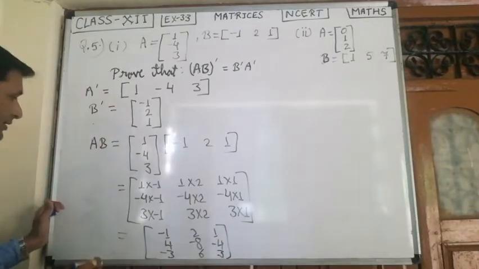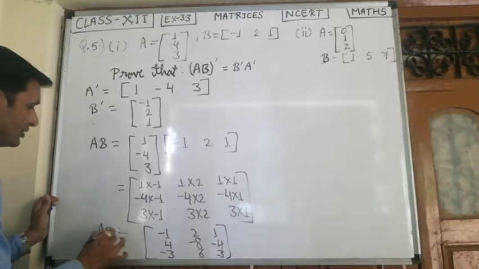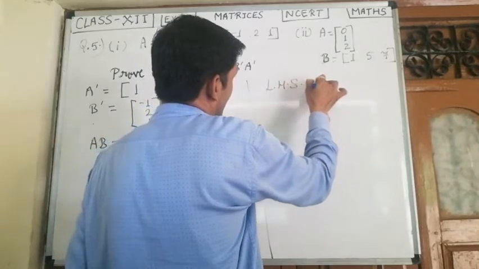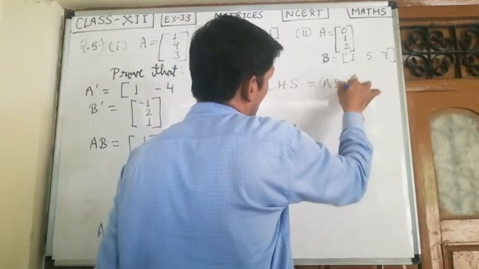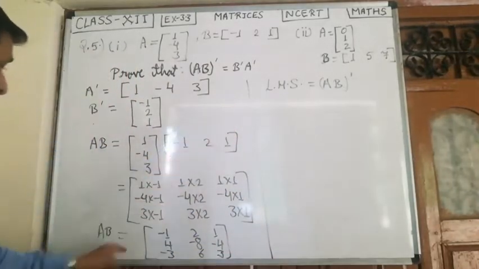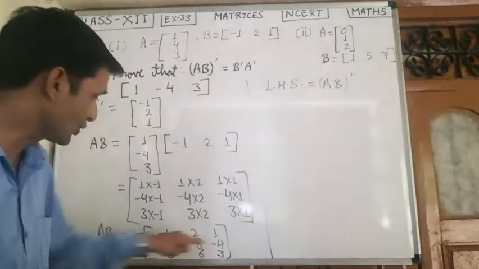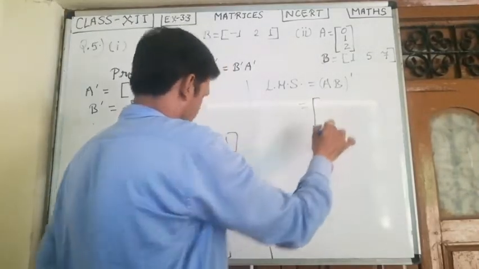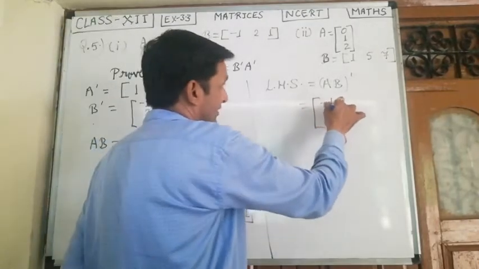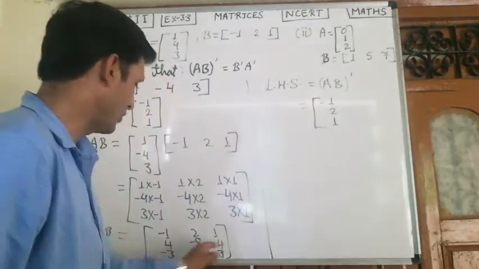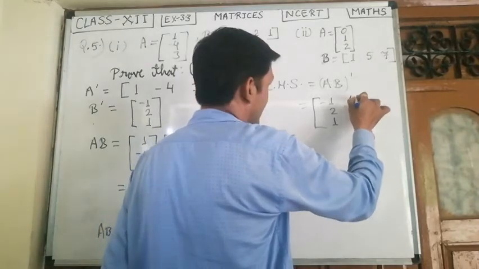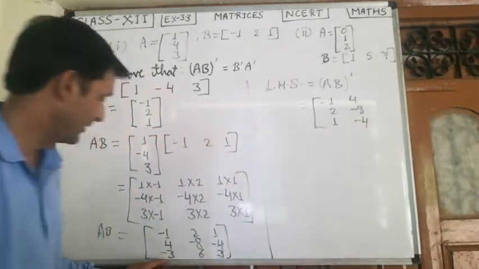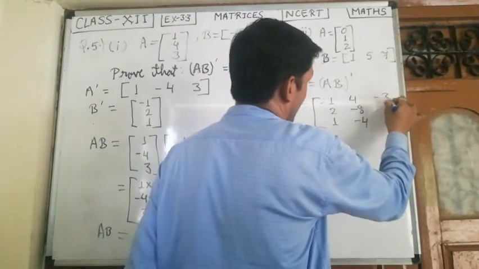This is our AB. Now LHS. LHS is equal to (AB) whole transpose, means transpose of this AB. So here we have to write these rows in form of columns. So it will be equal to minus 1, 2, 1 written in this manner. 4, minus 8, minus 4 is written in the second column, and then minus 3, 6, 3 will be written here.